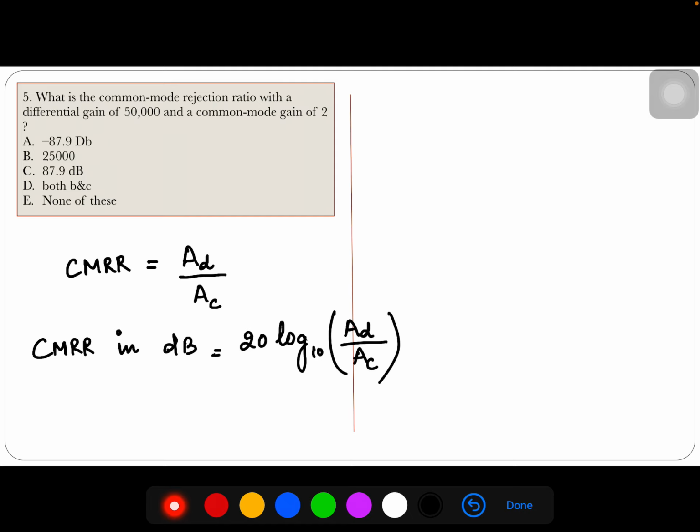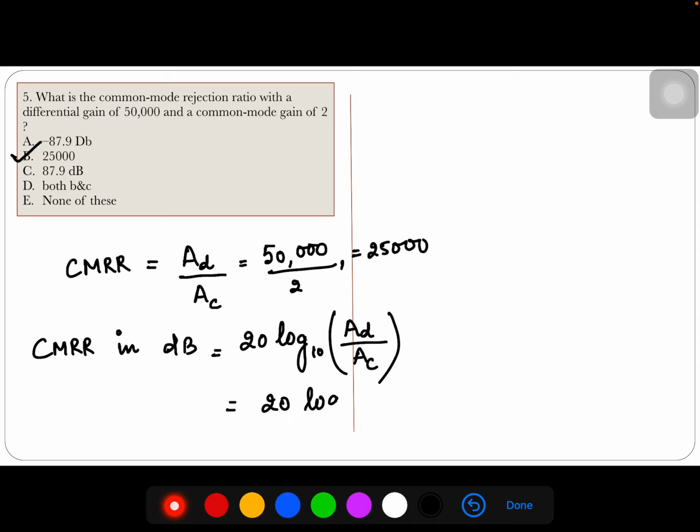Okay. So let us calculate according to the parameters given in the question. 50,000 divided by 2, you will get 25,000 from here. So option B is correct. But some other options are given in decibels also. So let us also calculate it.